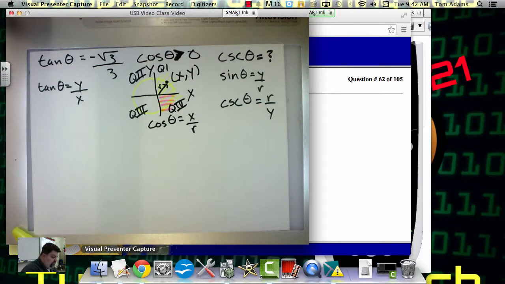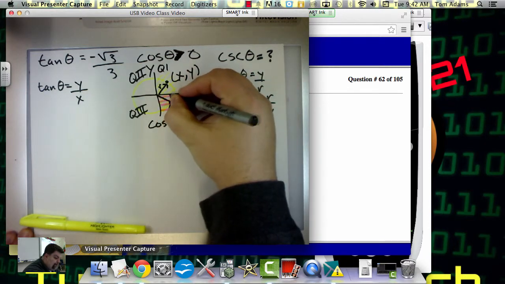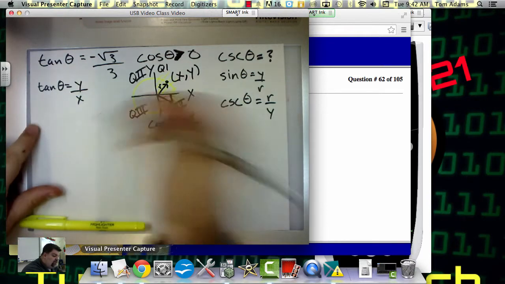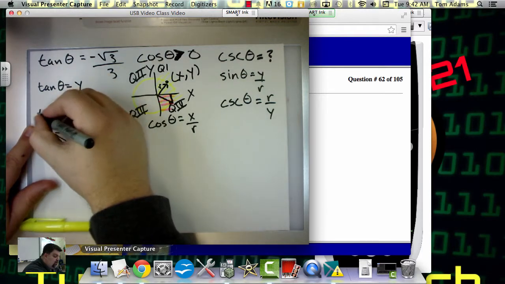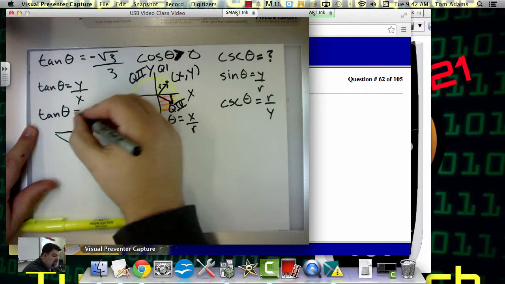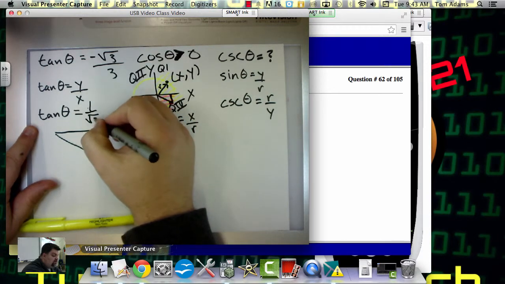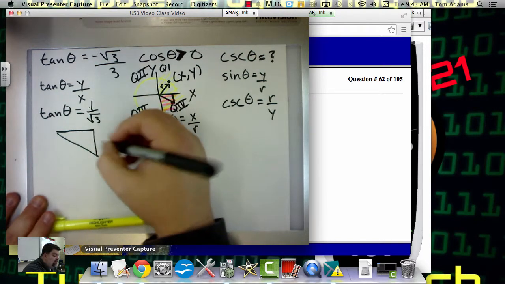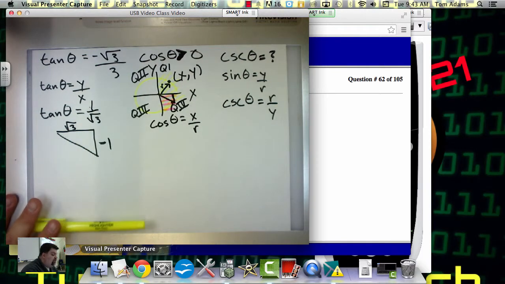Okay? So that means that I have a triangle like this. Now, my triangle, and I'll draw it this way, I'm going to draw it upside down, which will throw you guys off. What we're really saying is that tangent of theta is equal to 1 over root 3, right? Because that's the same as root 3 over 3 if we rationalize the denominator. And one of them's positive and one of them's negative. The negative in this case would be the y, and the x is positive in this case. What's my radius, though?